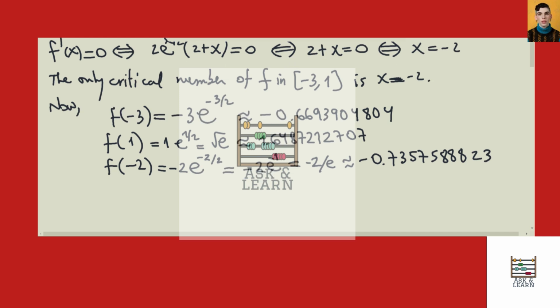And now we see from here that the largest value is 1.6487, etc., because this is greater than the other two values, and it occurs at the right endpoint 1. The exact value is square root of e, and the smallest of these values is negative 0.7357, etc., which is negative 2 over e, and that occurs at negative 2, which is the critical number.